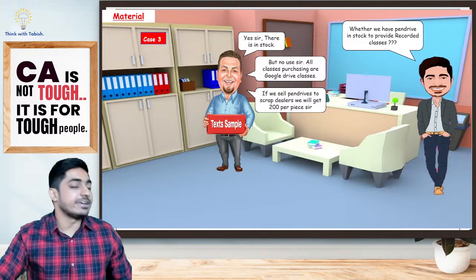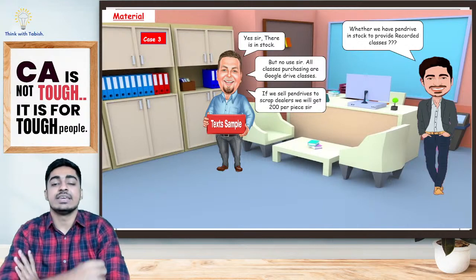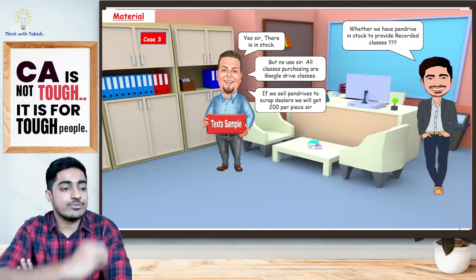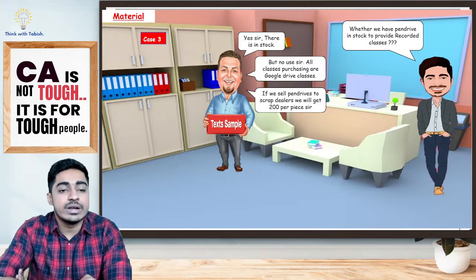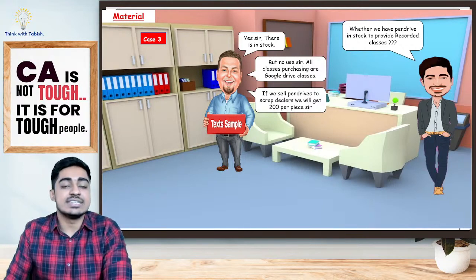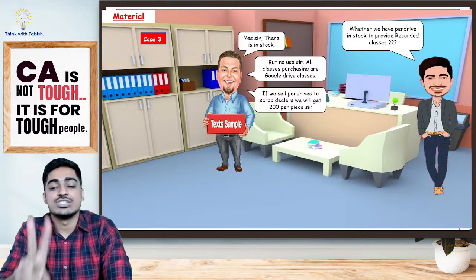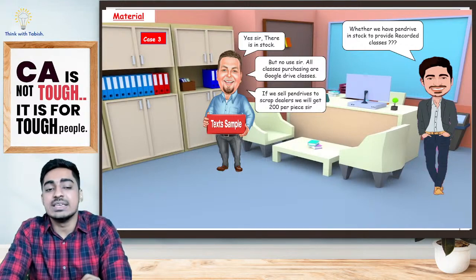So how much is relevant, students? How much is relevant in this case? Otherwise, I would have sold it as scrap and earned 200. Now, because I am taking this decision, I cannot sell it as scrap. This 200 rupees I have sacrificed. So I'll tell you, this 200 rupees is a relevant cost for me.